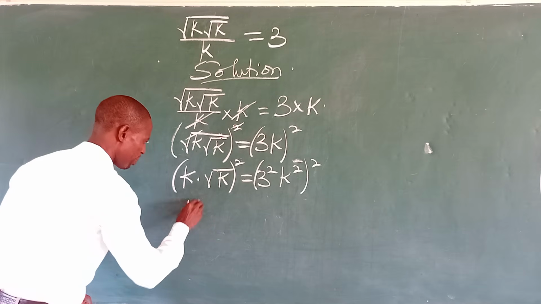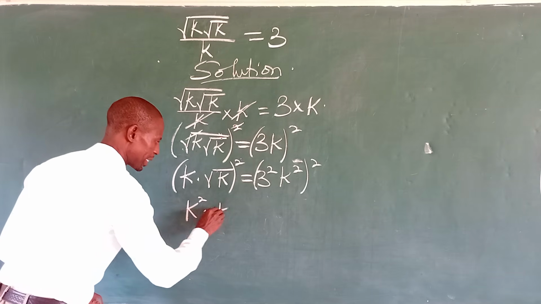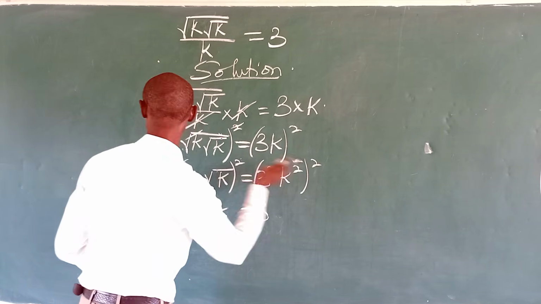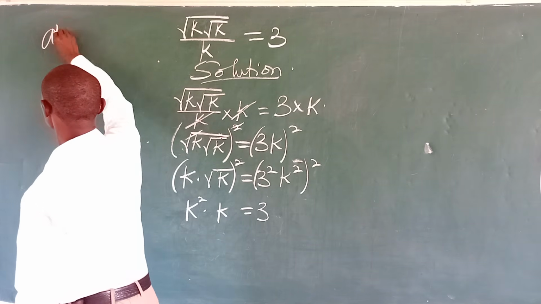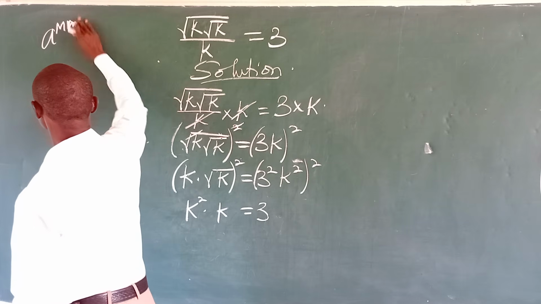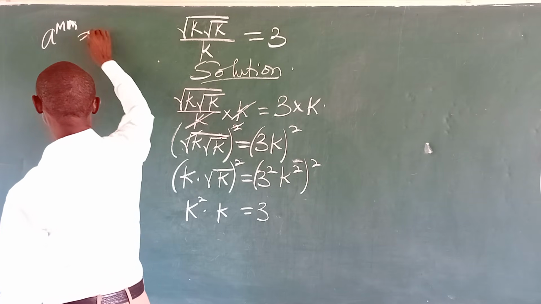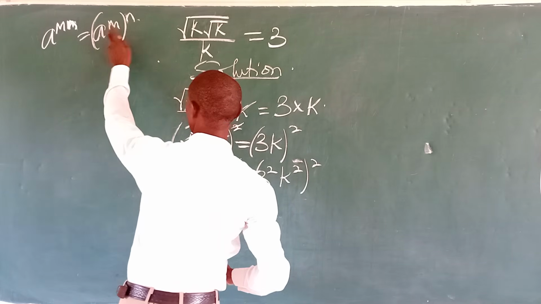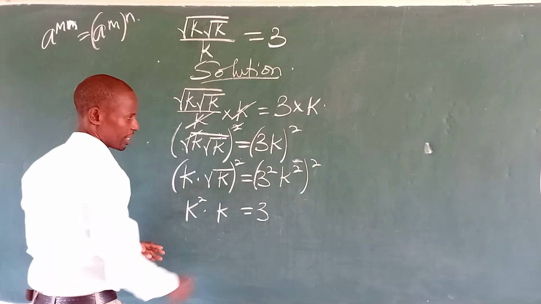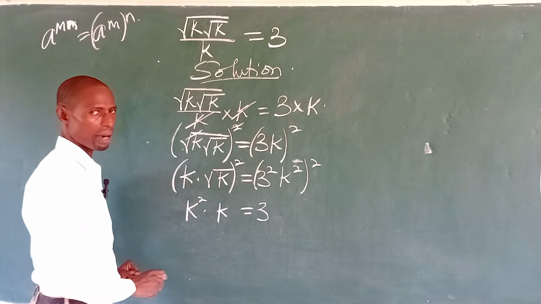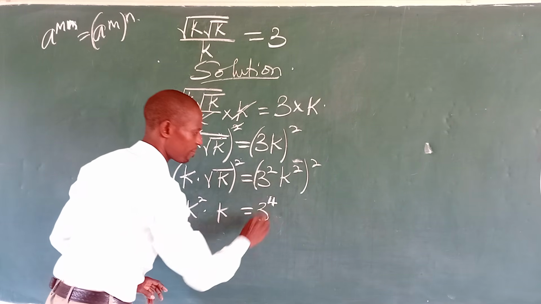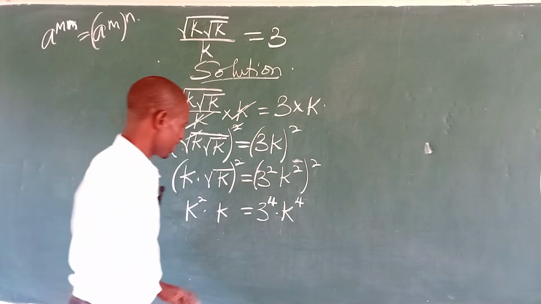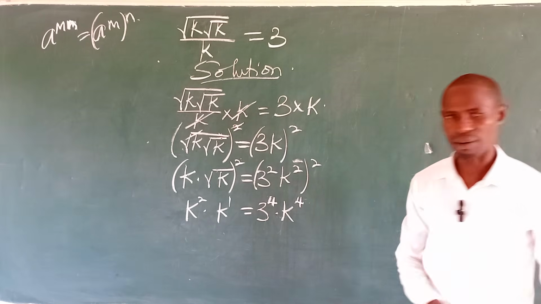So we're going to have k to the power of 2 times k to the power of 1 equal to 3 to the power of, if we apply the law, we say that a to the power of m, all raised to the power of n, equals a to the power of m times n. In other words, we can use this to multiply the powers here. So this is going to give us 3 raised to the power of 4 times k raised to the power of 4. Mind you, this is to the power of 1.